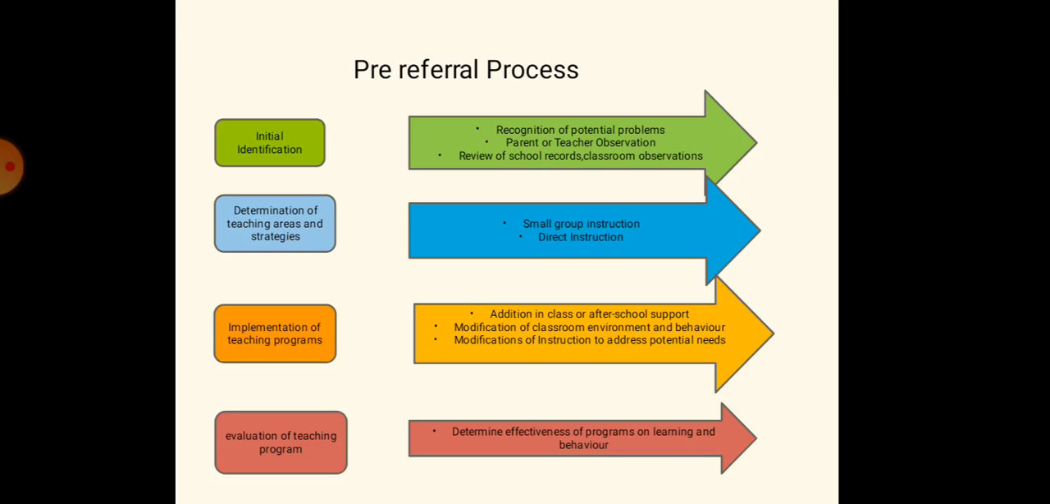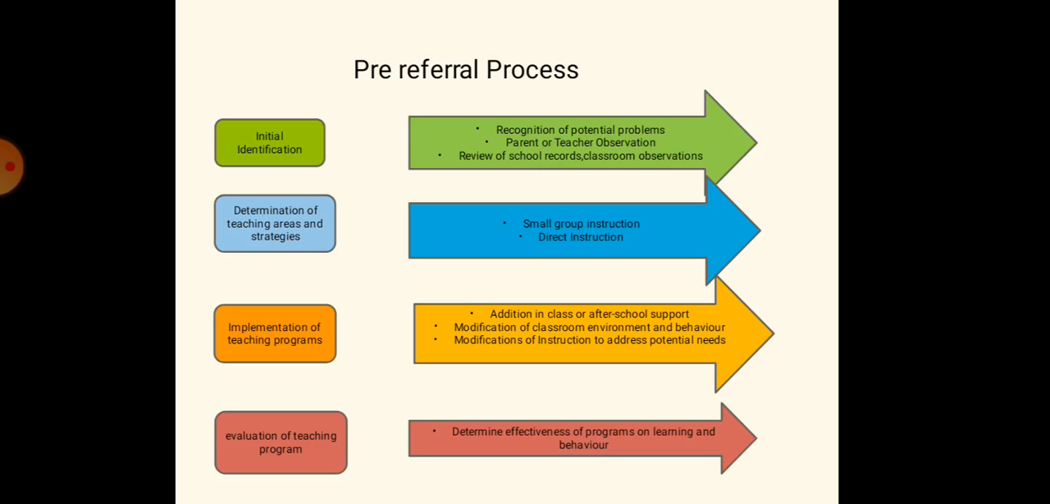We have the determination of teaching areas and strategies. Once all the relevant information has been collected, the next stage will be the determination of teaching areas and strategies. Small group instruction and direct instruction. In this stage, the team actually meets to begin its review of the information collected to date and to start discussing ideas and interventions, including type and intensity, that could help students.